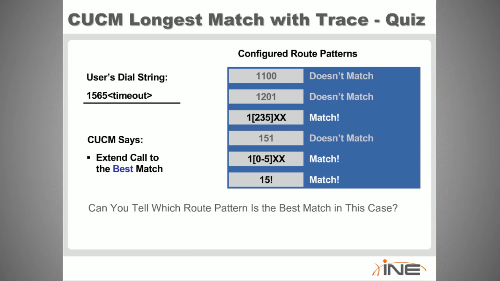In this case, because all of these numbers are different, then they don't really have to be in separate partitions, and we haven't talked about partitions yet. So for the sake of partition questioning, let's just say they're all in the null partition, and there are no partitions. Nobody has any calling search spaces yet. So essentially, they're all considered equal in terms of partition length or partition order or anything like that.